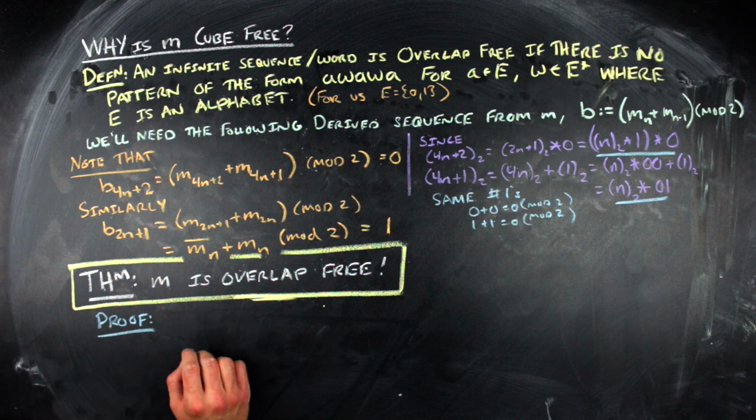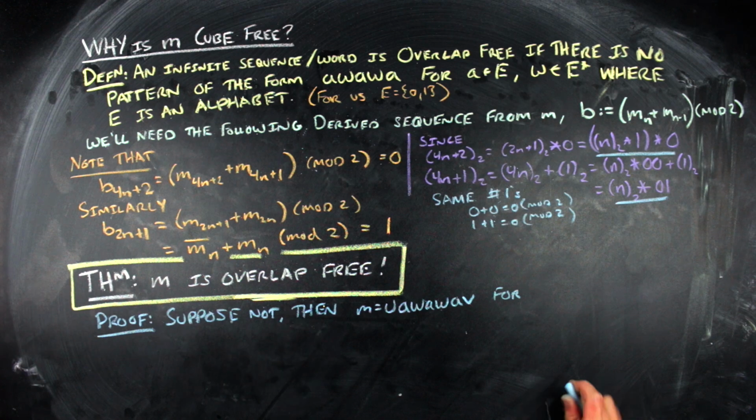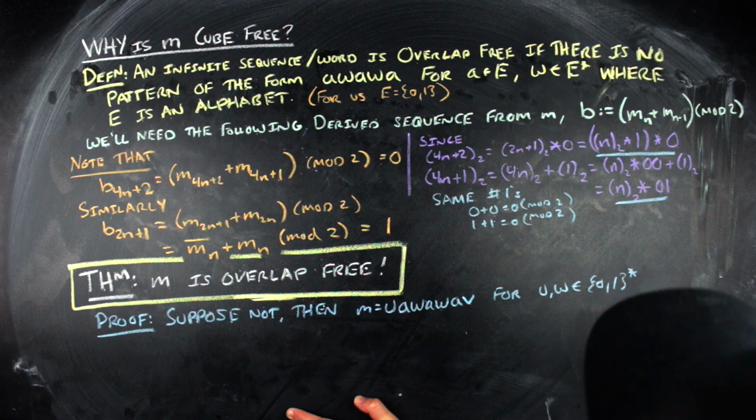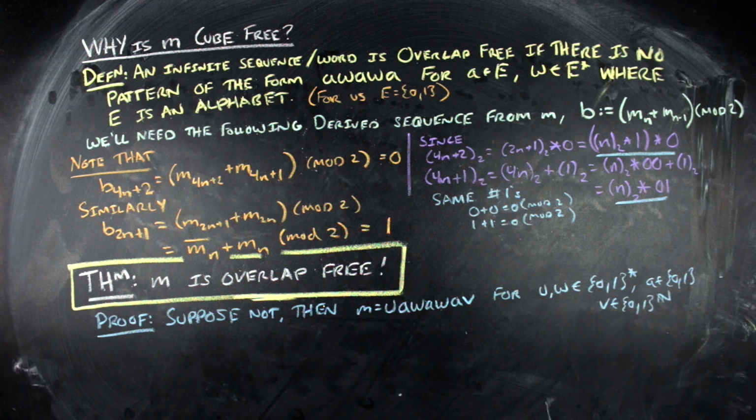That means that the Morse sequence is equal to uawawav, where u is a finite word of zeros and ones, which has length greater than or equal to 0, and a is a symbol from your alphabet 0, 1, w is a finite word of length greater than or equal to 0, and then v is just some infinite binary sequence that's tacked on the end of the overlap. There's a few things that we need to suppose here to make sure that this contradiction goes through, and that's first off that this is the first place in which an overlap occurs.